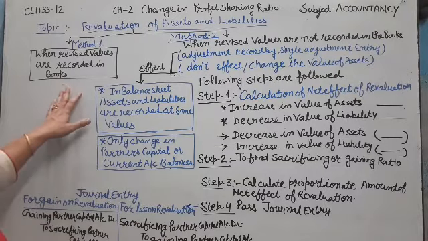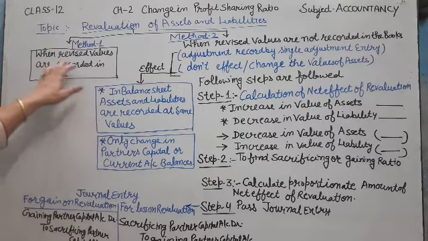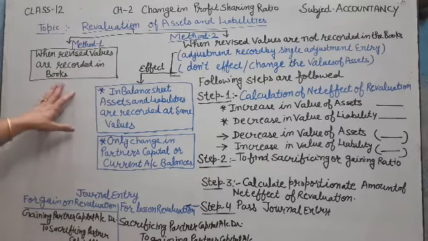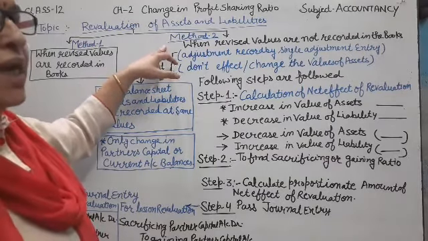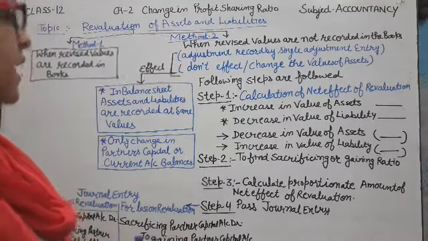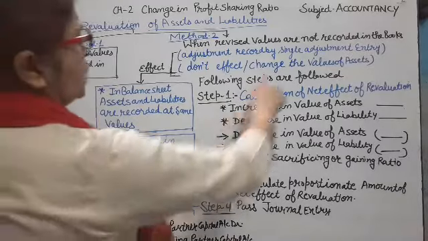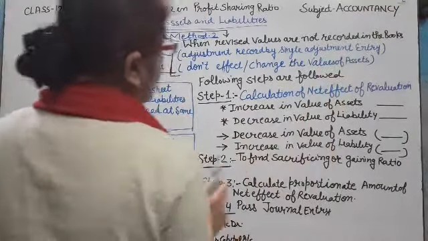Method number 1, which I taught you yesterday, is when revised values are recorded in the books. In yesterday's video you studied that revised values are recorded in the books and in the balance sheet of the reconstituted firm, assets are recorded at the new value, at realizable value. And today we are studying the second method. The second method is when revised values are not recorded in the books.